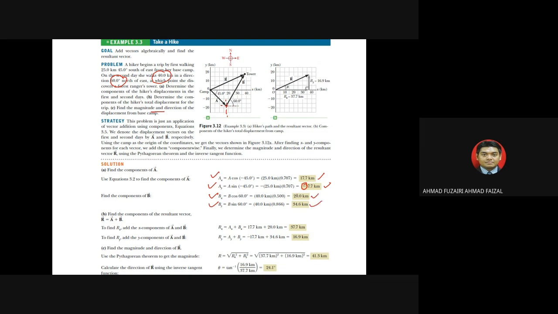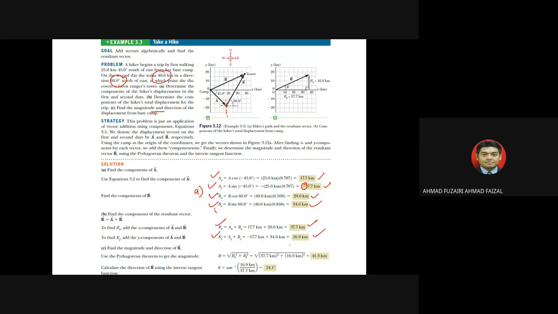Why does it become negative? I already told you earlier. So now we have Ax, Ay, Bx, and By. This is only part A. Part B: determine the components of the hiker's total displacement. So they want to find Rx and Ry. In the end, you will get 37.7 and 16.9 kilometers.